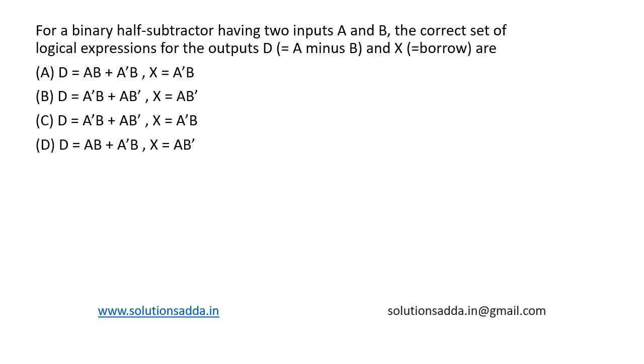This is a question from digital logic. For a binary half subtractor having two inputs A and B, the correct set of logical expressions for the outputs D equal to A minus B and X borrow are. So let's first write the truth table.